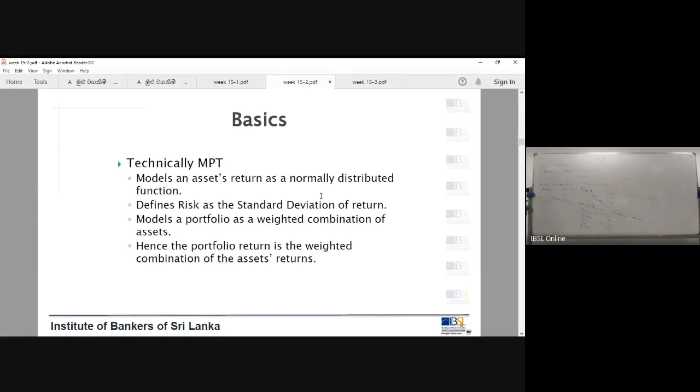The basics of modern portfolio theory. Modern portfolio theory models an asset's return as a normally distributed function, right? So it's like a bell curve. It assumes an asset's return is like a normally distributed function.